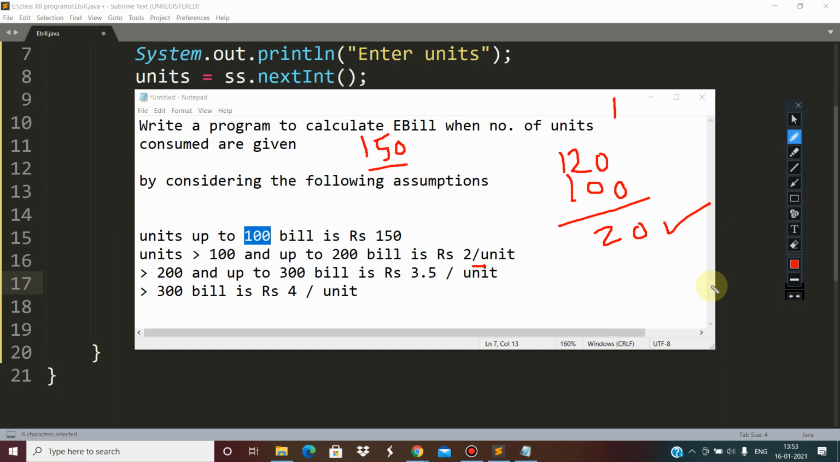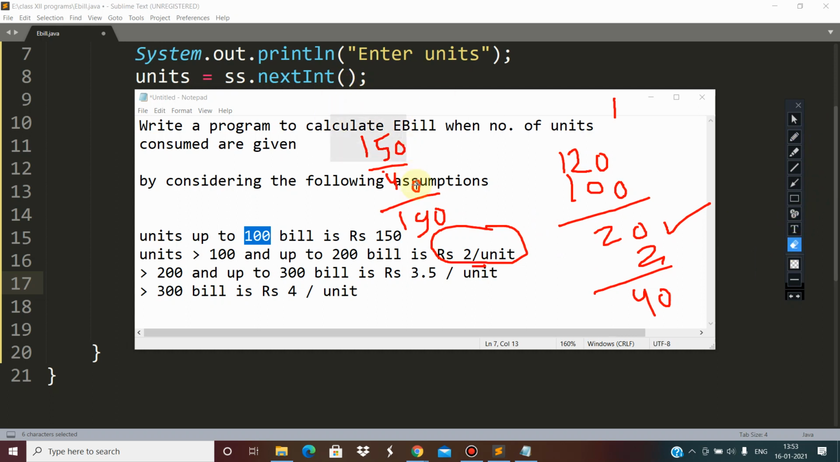Yes, sir. And now these 20 units, which are above 100, will come in this category. So you have to multiply by this rate, which gives 40. So 150 plus 40, which is 190 rupees you have to pay. Understood or not? Yes, sir. Anybody else who has not understood?